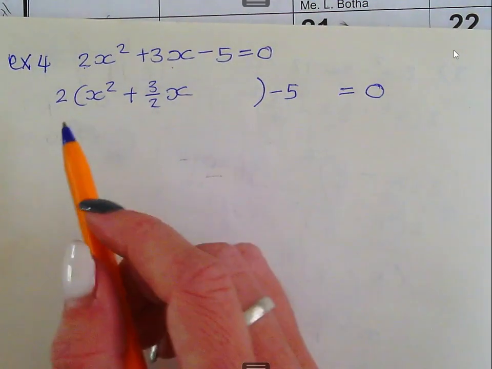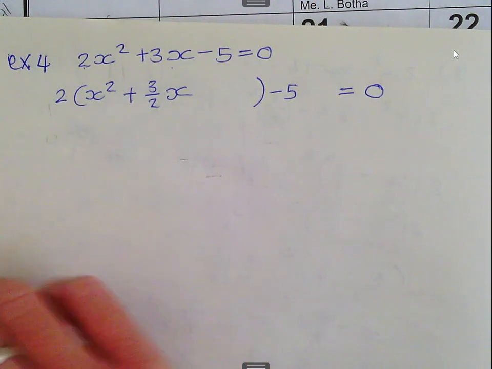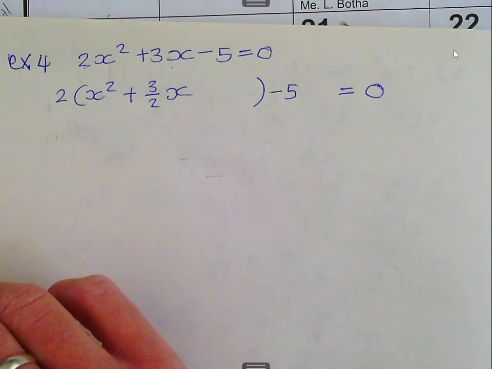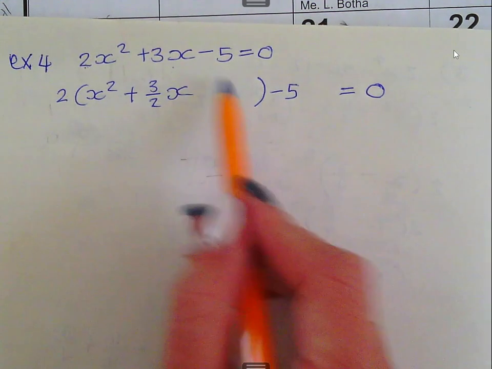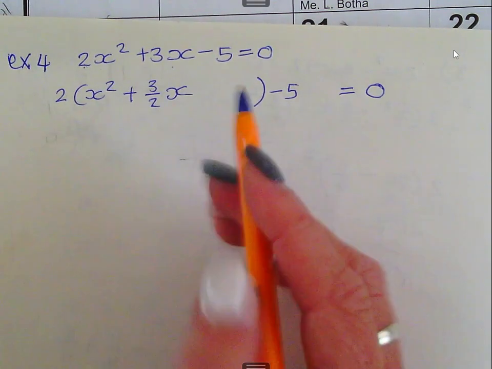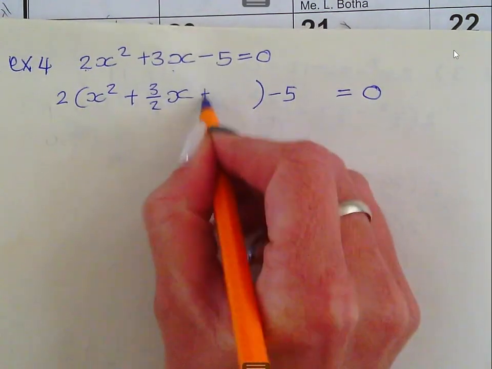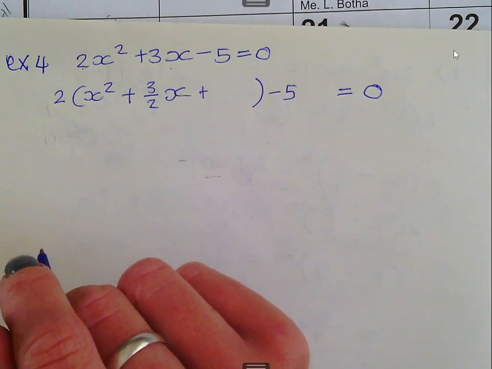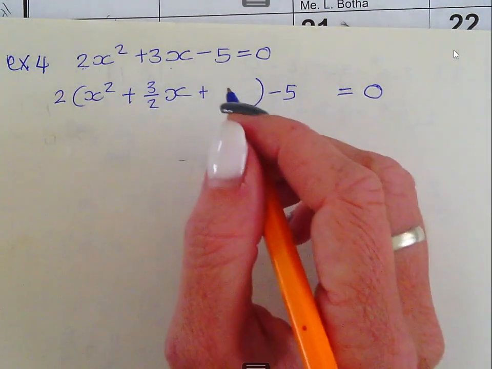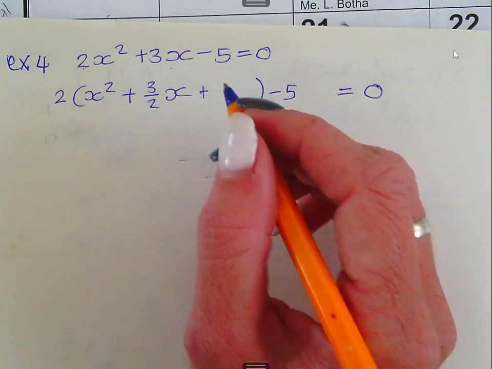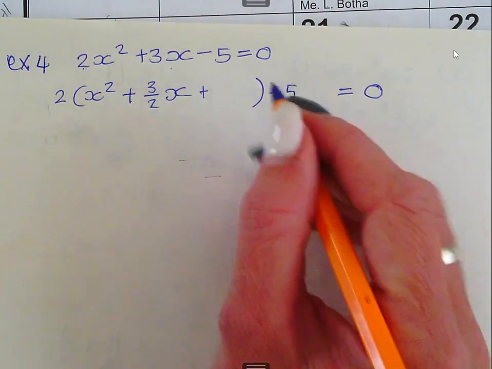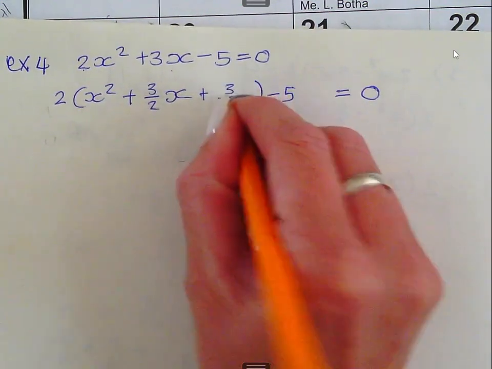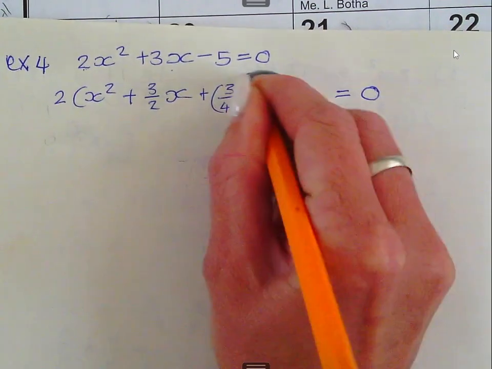Now I want to get the magic number. I will give you 10 seconds. See if you can find the magic number for me. You don't even have to square it. Just tell me what I must write here plus what. 3 over 4 squared. Now you see how easy it is when you know you are multiplying with a half. Then it's just 3 over 4 squared.